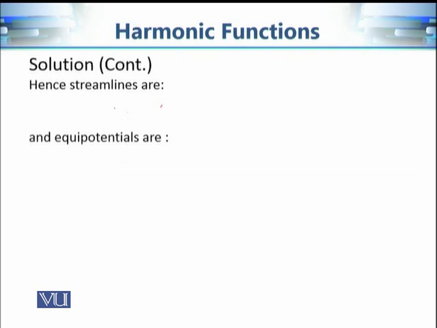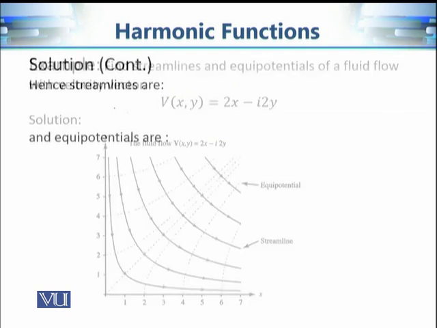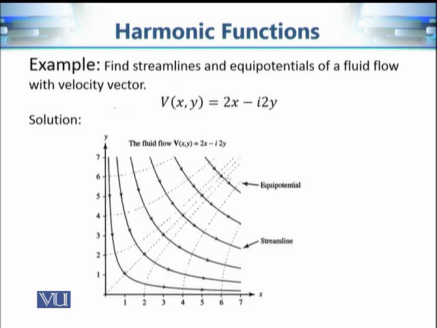And so in this case, what are the streamlines? 2xy is equal to constant. So this is going to give me the streamlines. And what are the equipotentials? Equipotentials are x squared minus y squared equal to constant. Of course, when we vary the values of these constants, it is going to give me different streamlines and different equipotentials.